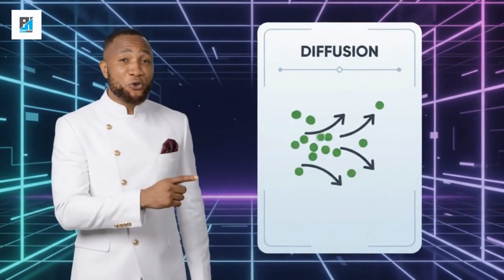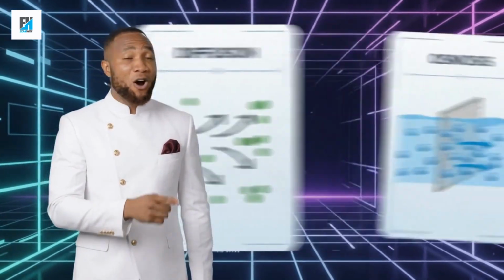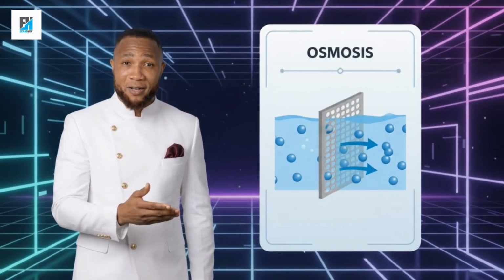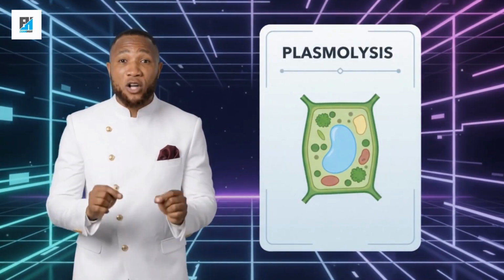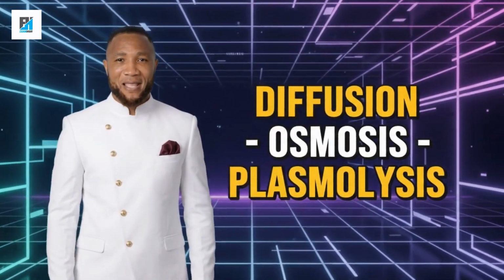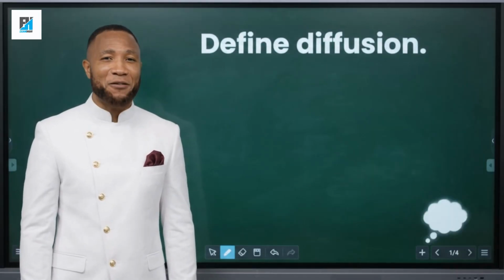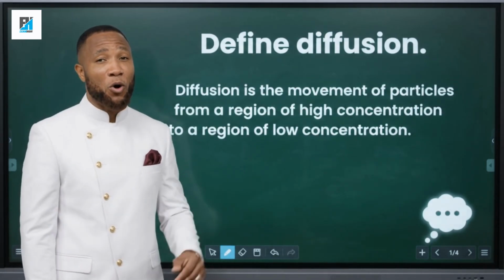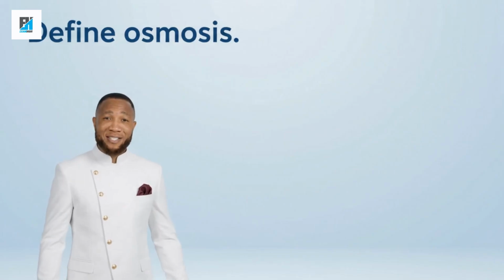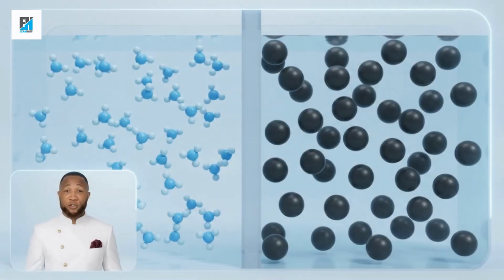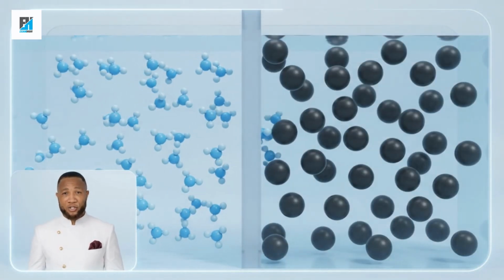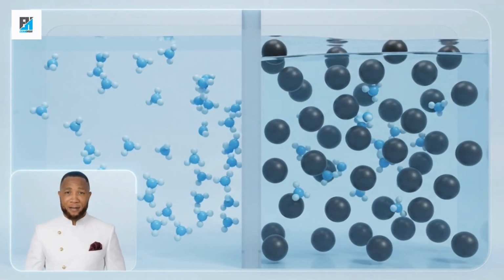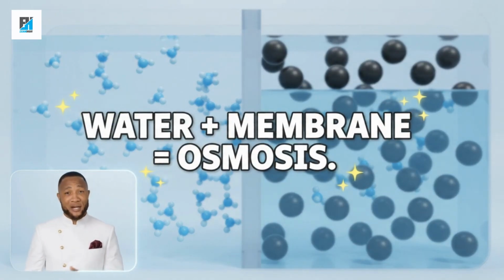Remember, diffusion is movement of particles, osmosis is movement of water, and plasmolysis is loss of water from plant cells. Today, we are going to define diffusion. It is the movement of particles from a high concentration to a low concentration. Osmosis is the movement of water molecules from a dilute solution to a concentrated solution through a selectively permeable membrane. Remember, water plus membrane equals osmosis.